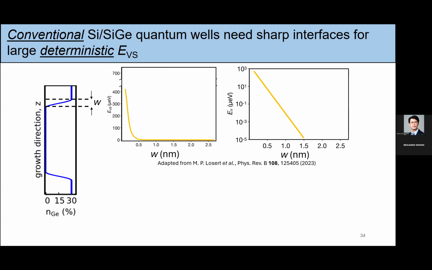Well, that's fine if you just have a couple of dots and you could just move the dots around a little bit. Maybe that's not such a big problem. But if we're trying to scale to millions of qubits, and a good chunk of them have low valley splitting and are essentially failed qubits, that's going to be a very bad thing. And so that's why we would like to have this deterministic valley splitting.